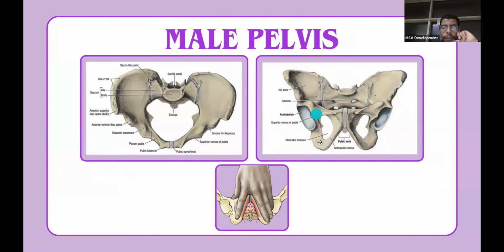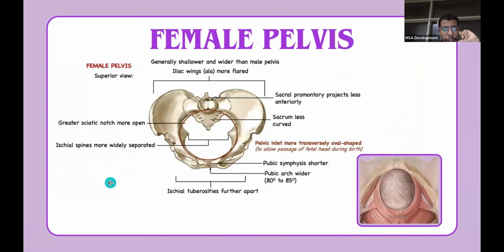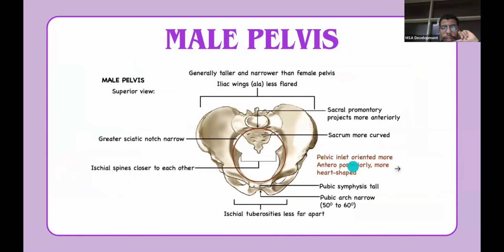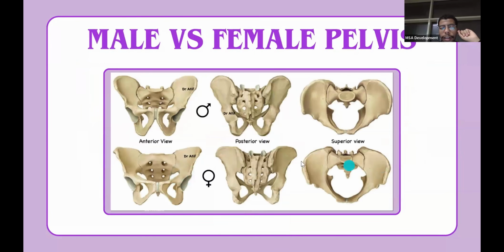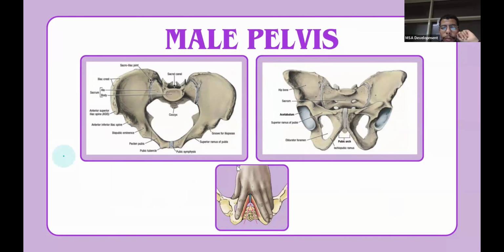One more thing is that the obturator foramen in males is O-shaped. However, in females, it's oval shaped. And to be honest, is it mentioned here? It's not mentioned. I think it's mentioned later. I don't really see it, but just memorize it again. In males, the obturator foramen is a lot more O-shaped. In females, it's oval shaped.